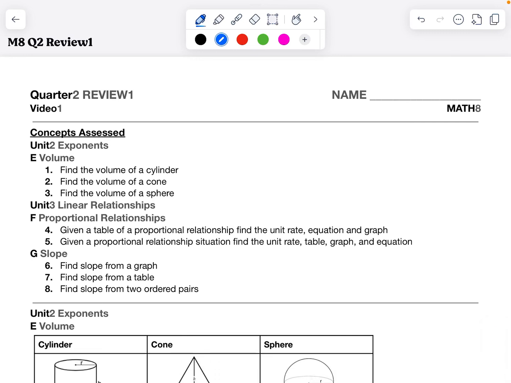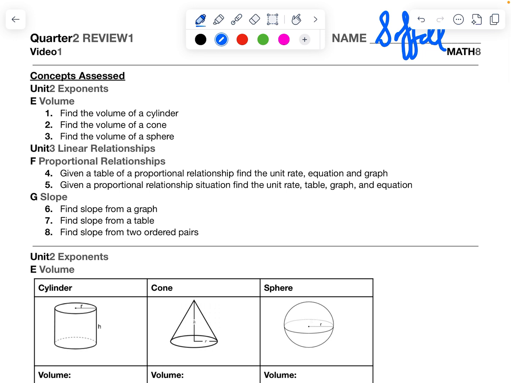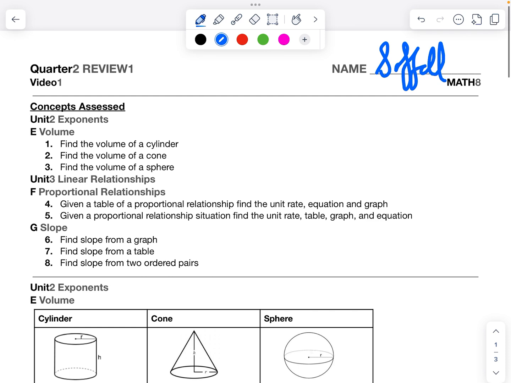All right, welcome to this Q2 Review video. This week we're going to be reviewing for your Q1 assessment. Your Q1 assessment is going to comprise these 8 math problems. So read these, think about them, and check them off if you feel like you know how to do them. As we go through this video, we're going to spend 3 in-class days reviewing.